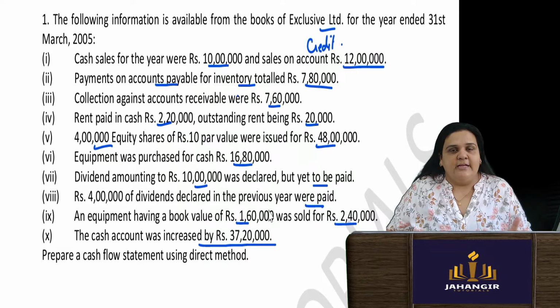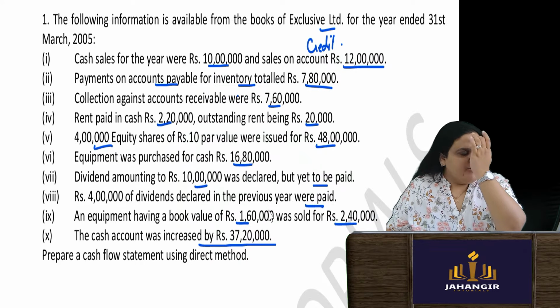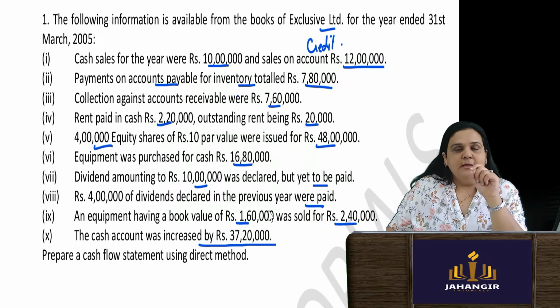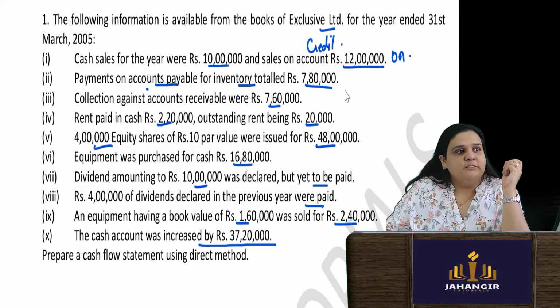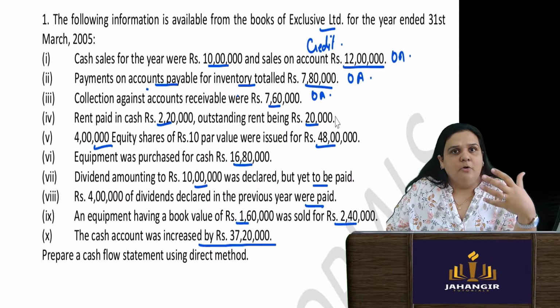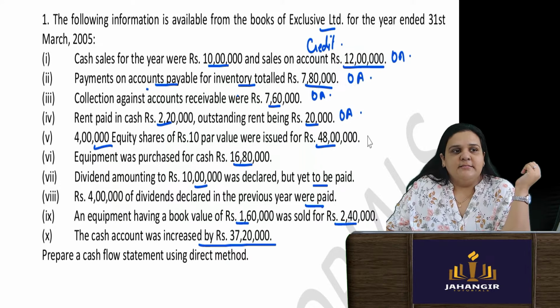Now before I move to the cash flow statement, just to bifurcate which activity belongs to each and every entry they have given. Cash sales, accounts on credit sale, everything is related to operating activity. We have made payments on account payables, again operating, right? Collections done on account receivables, operating activity. Rent paid, rent outstanding, these are all your year-to-year expenses related to your operations. Correct? Equity shares, financing. We have raised equity share capital, right? We have done an equipment purchase, investment activity.